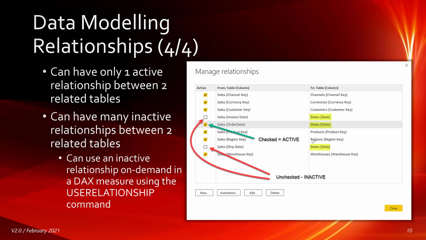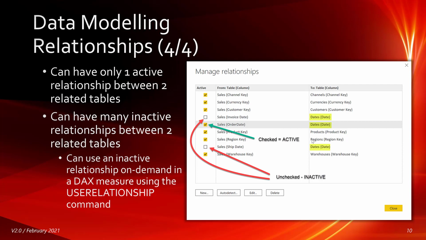Next thing to talk about is the active and inactive relationships between tables. You can have only one active relationship between two related tables, but you can have as many inactive relationships as you want between those tables. You can use an inactive relationship on demand in DAX measures using the USERELATIONSHIP command.